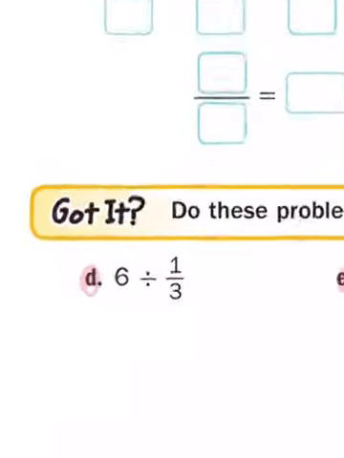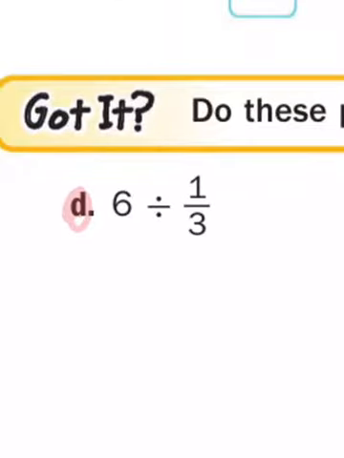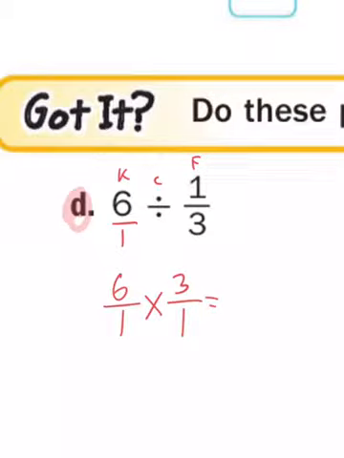All right, how did you do for D? First off, I write it over 1. Keep change flip. So keep it 6 over 1, change it to multiplication, and flip it to 3 over 1. No bow tie reducing, you get 18 over 1, which is 18. If you had 18 for D, give yourself a C. If not, pause and fix your mistake.